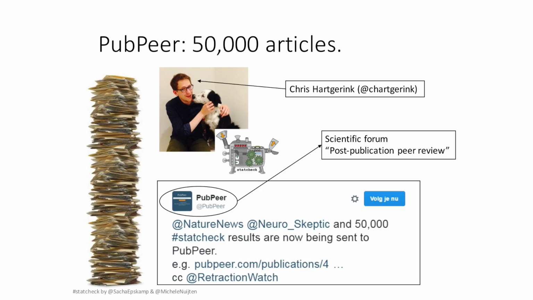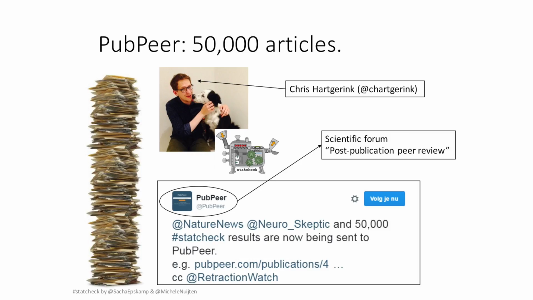There's one other way that statcheck could be used, and is being used right now, that also caused a lot of attention in the media. And that is because of my colleague, Chris Hartgerink, who scanned 50,000 articles with statcheck and posted the results on PubPeer. And PubPeer, I don't know if everyone is familiar with that, is sort of a scientific forum for post-publication peer review.